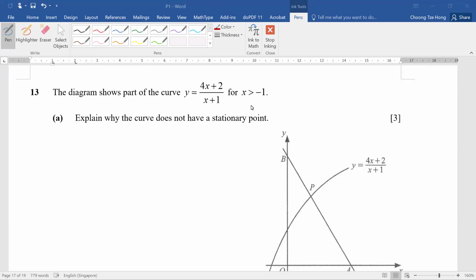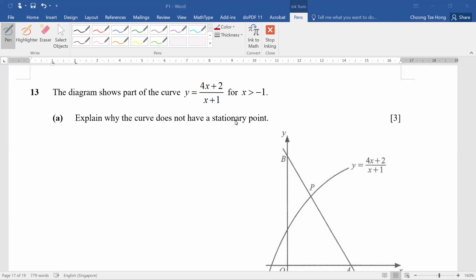Alright, so this is the last question in Paper 1. Let's read the question. A diagram shows part of the curve y equals 4x plus 2 over x plus 1 for x greater than negative 1. Explain why the curve does not have a stationary point.